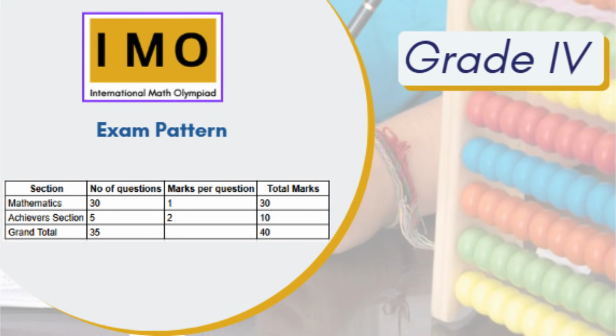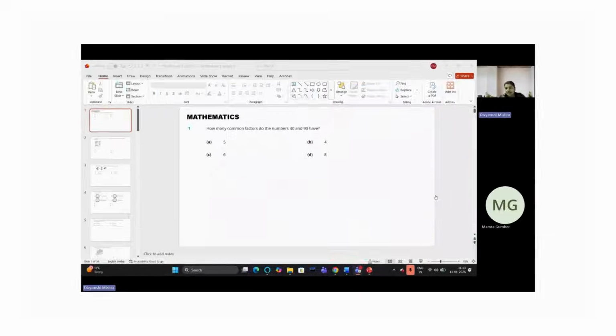So before starting to solve the questions, I would like to discuss the paper pattern. The paper pattern is divided into two sections, that is mathematics and achievers section. Mathematics is a section that has 30 questions in total and each question is for 1 mark. So the total weightage for this part is 30. Now let us start solving the questions.